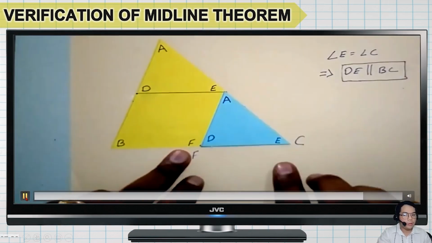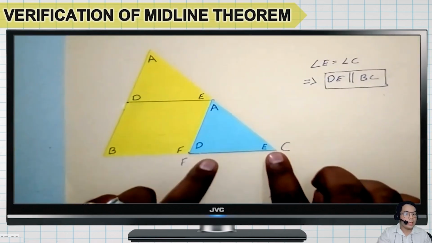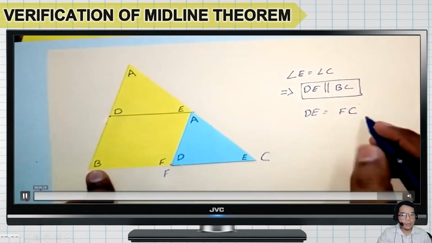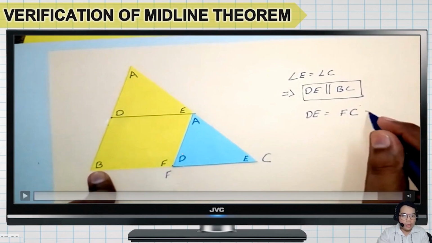Ito nga ay yung midline daw na to ay kalahati ng side BC. Ayan. So, kung mapapansin nyo, tinuturo niya na itong midline natin, which represents this side, DE, is also equal to the measurement of this segment on the third side or the base of this given triangle, which is equal to side FC as well. So, ayan o, the measurement of side DE or line segment DE is equal to the measurement of line segment FC.